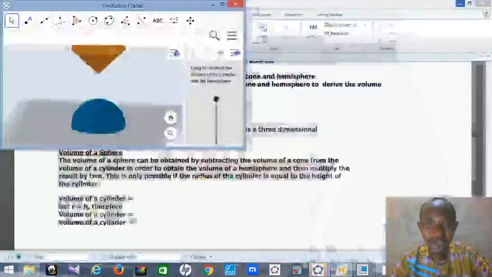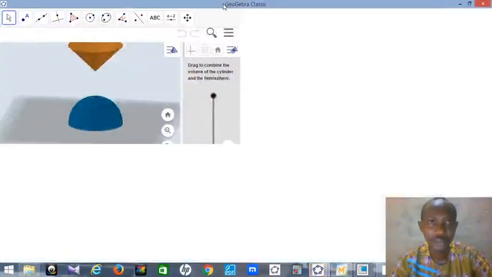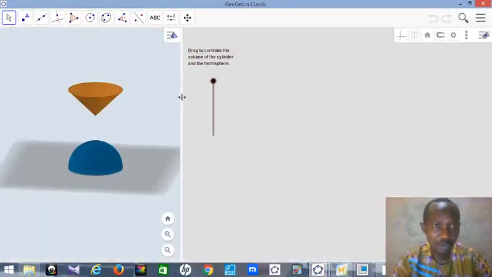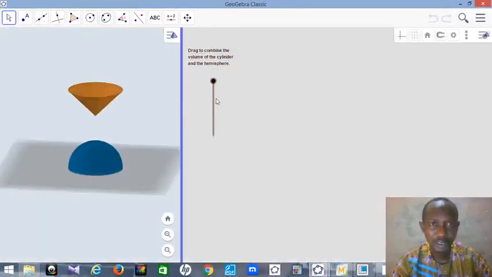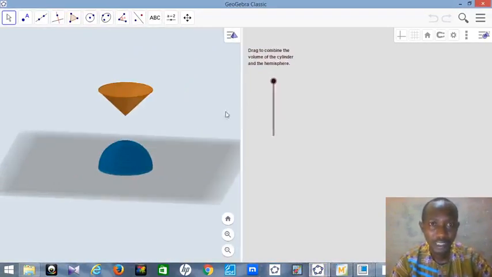Okay, I have another one I would like to show you. This is another good one that you can use to understand what I just tried to demonstrate. You can see this is the cone and this is the hemisphere. So when you add the cone to the hemisphere, it's going to give you a cylinder.